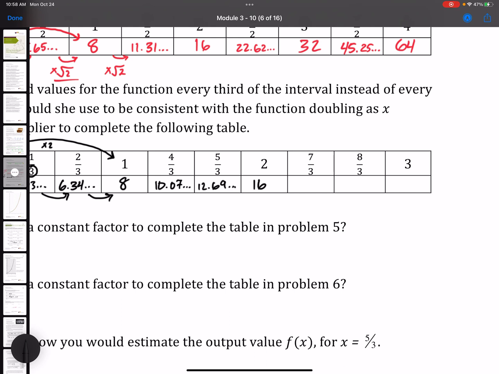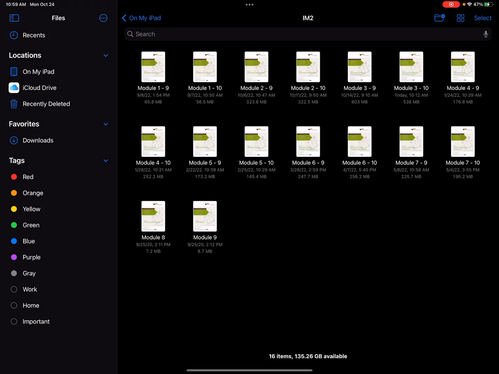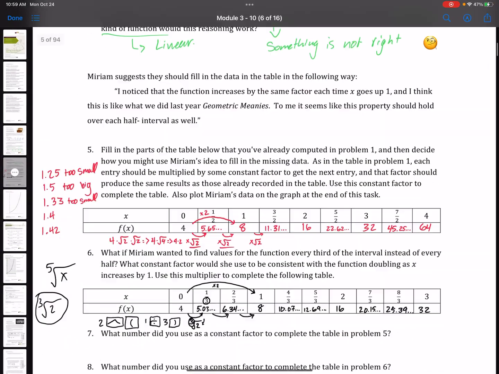Also on my calculator, when I hit enter, because the last operation I did was times the cubed root of 2, it just continues doing that. So I'm actually just getting all these values listed for me, which is kind of nice. So that's 20.15... 25.39... and 32. Wow. This is very exciting. I'm excited. Wow. There we go.